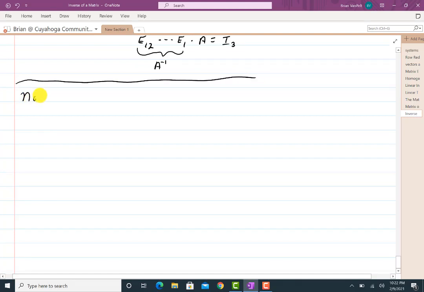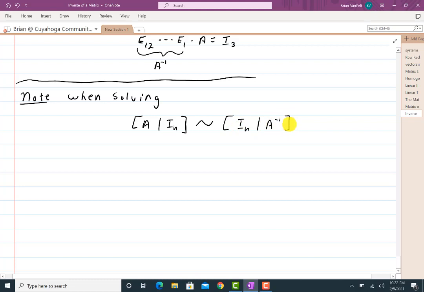All right, here's some notes. When solving A|IN to IN|A inverse using the row operations, you're actually doing three things at once. Let me go ahead and put it here. You've got A11, A12, well, A31. I put the order of these items incorrectly.